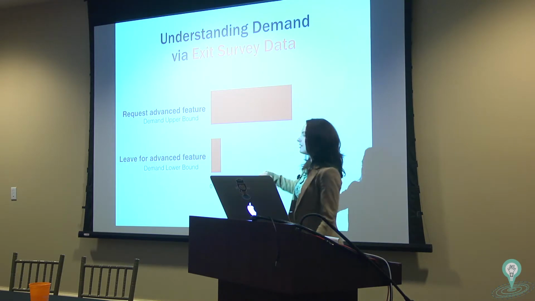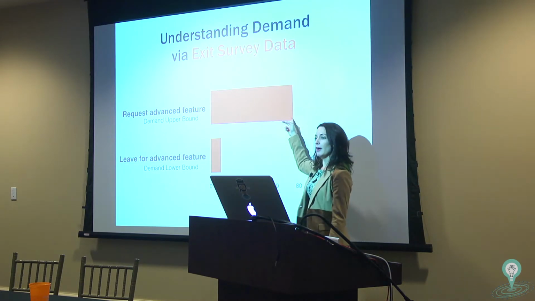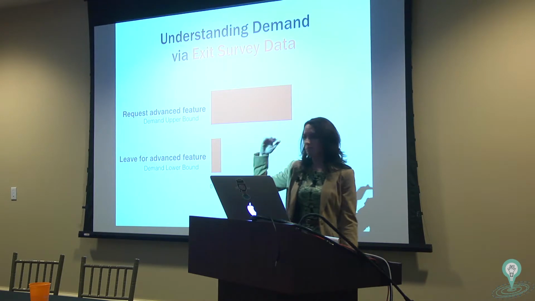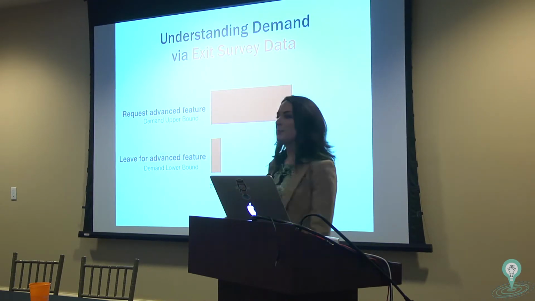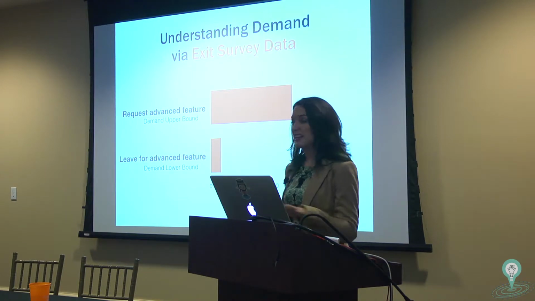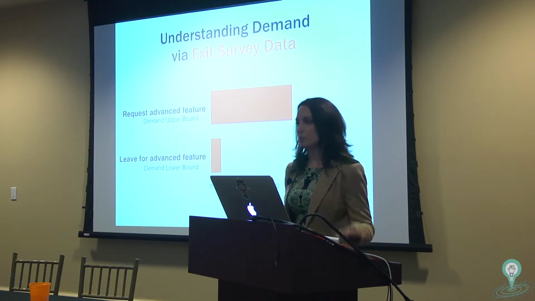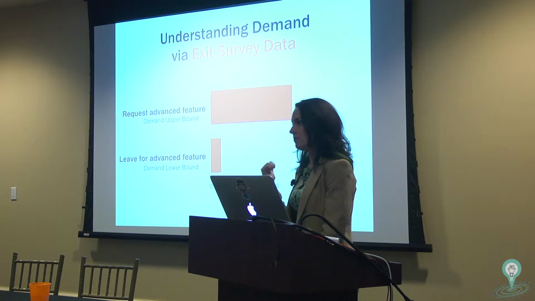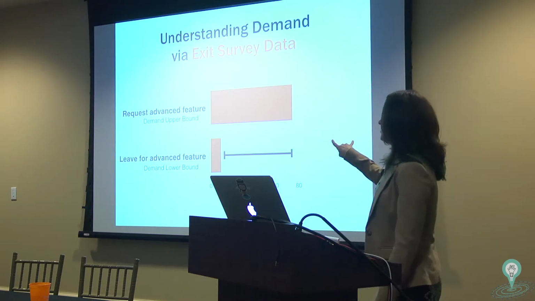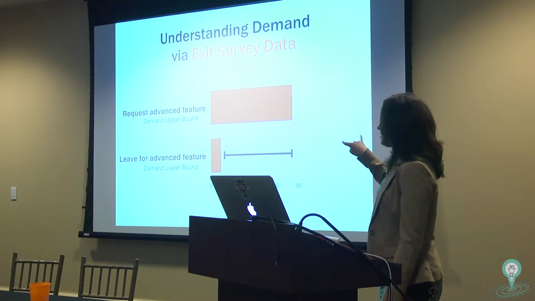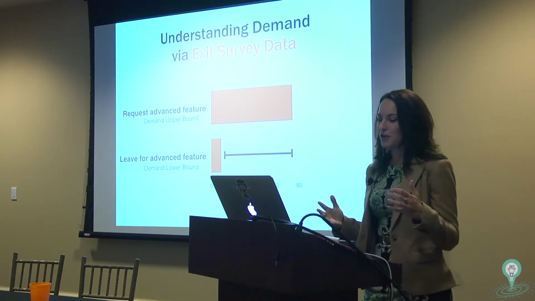If you want to think of this in terms of demand, you can think of this as your upper bound on demand, like the max number of users who are going to adopt this product. And then at the bottom, you can think about that as maybe the minimum, like at least this percentage of users will convert and get this product. So yeah, that's a lot of room. That's a lot of space in between those two bars.